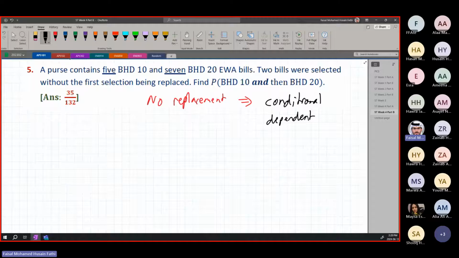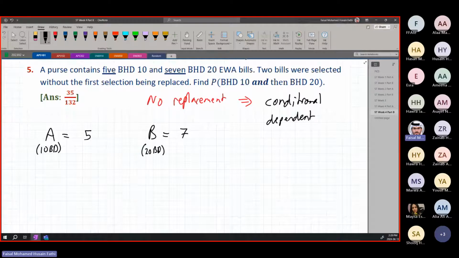Again, we're going to look at what we have. So our first one, event A, the number of 10 dollar bills, is 5. B, the number of 20 dollar bills, is 7.